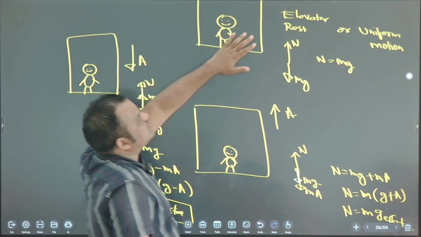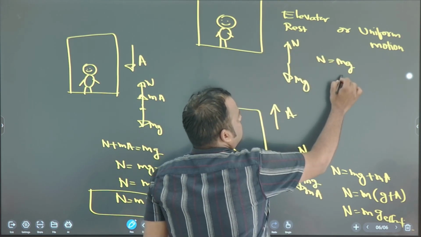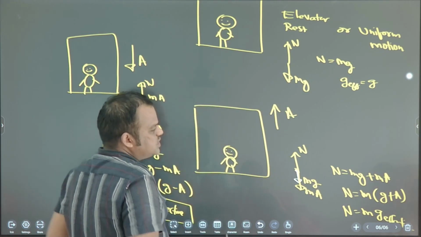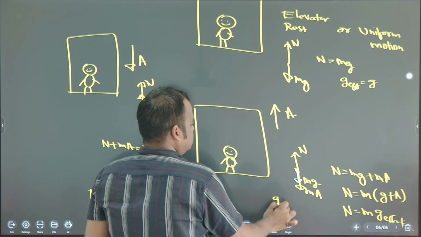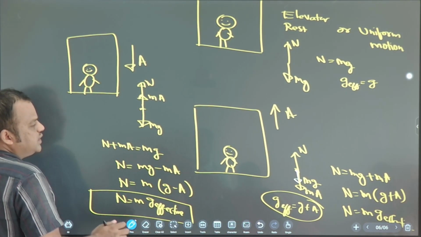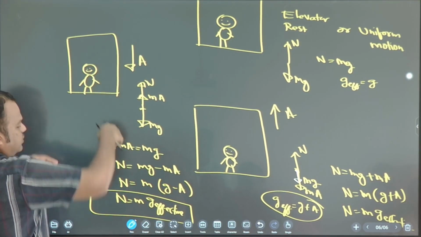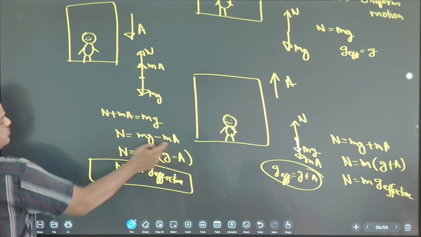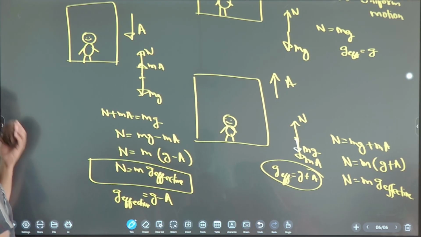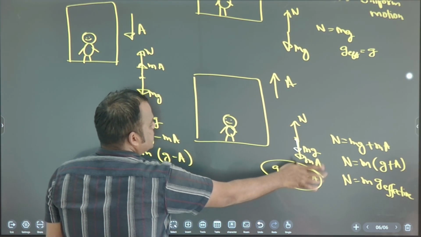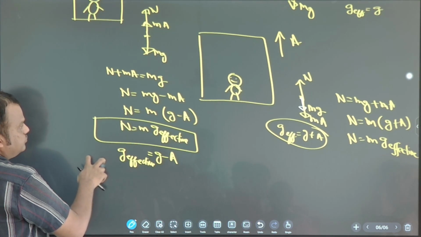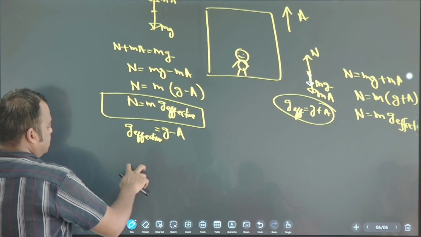So what is g effective when it is at rest? G. Correct. Acceleration is 0, so g effective is g. Correct. When acceleration is upward, what is g effective? G plus a. When acceleration is downward, then what is g effective? G minus a. Okay, remember this. Acceleration upward, g effective is g plus a. Acceleration downward, g effective is g minus a. Okay, clear? Just remember this. Then in your formula diary also, write it down.